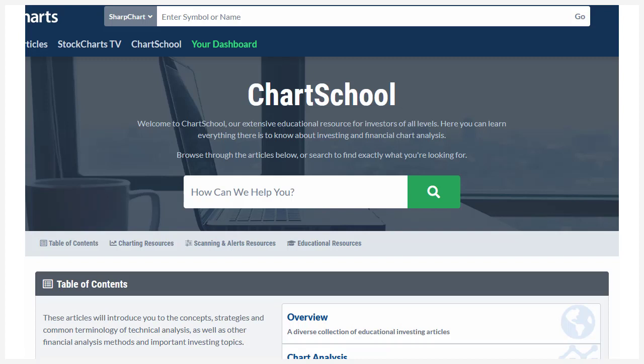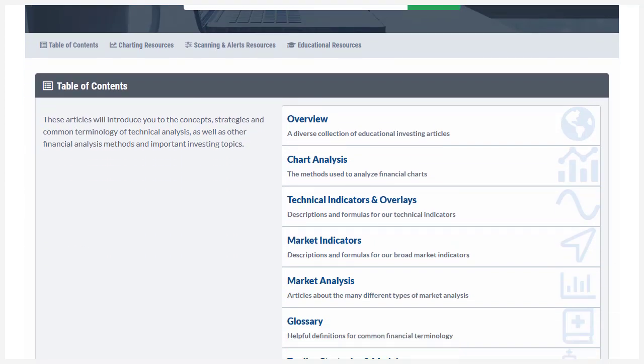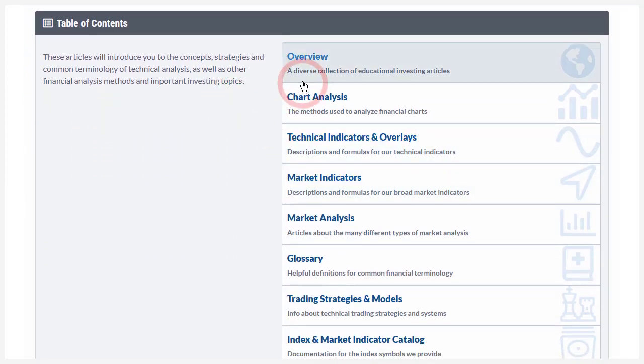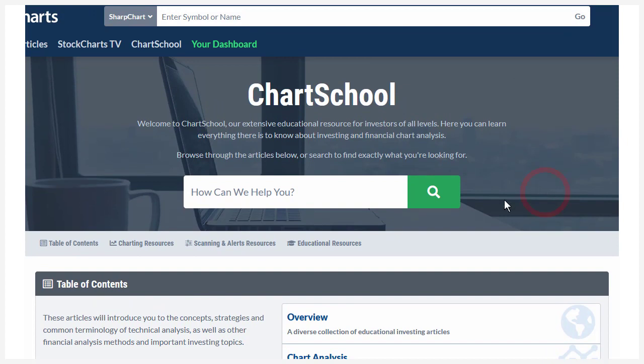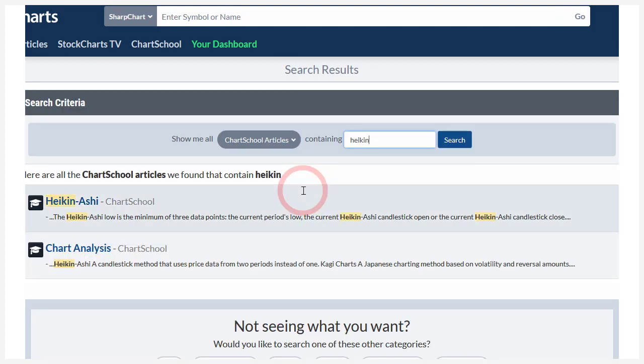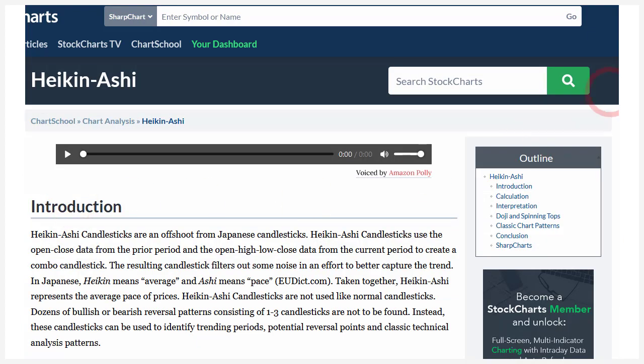Anything that you're charting on stockcharts.com, you can learn about in the chart school, and there is a link to the chart school at the top of every web page. Here I am on that chart school page, and you can scroll down and look for chart analysis, a whole bunch of stuff there to keep you busy learning and improving. You can just type in a term here to search. So I'm going to type in Heikin to search, and there we've got Heikin-Ashi candlesticks in the chart school.